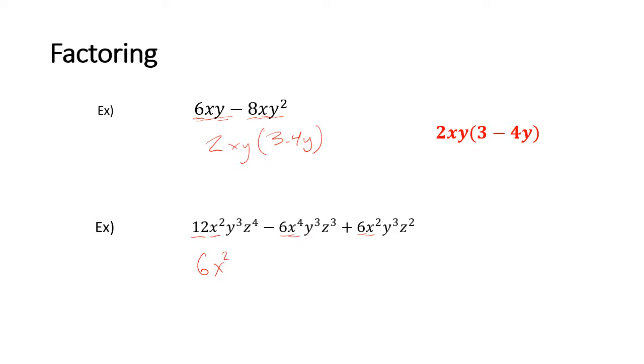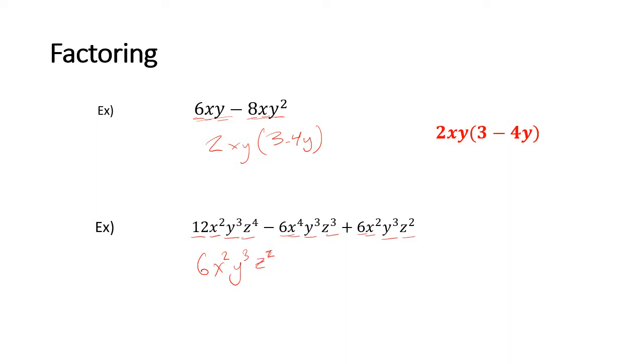And look at the y's. What's in common here? Y cubed, y cubed, y cubed. They all have y cubed. And what's the common factor, or what's the GCF? Like, what's the z term? What's the largest possible z we can take out? Z to the fourth, z cubed and z squared. All of them have at least z squared.